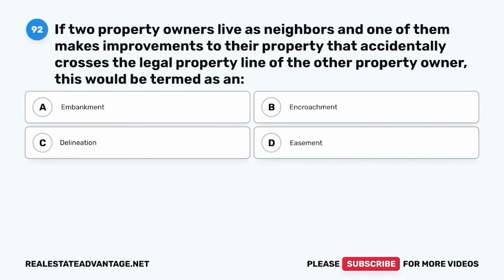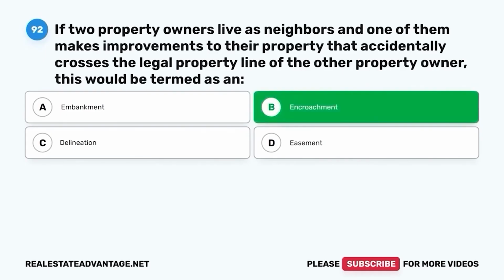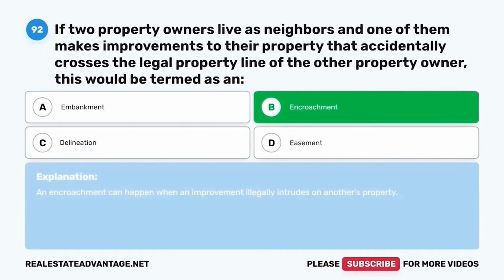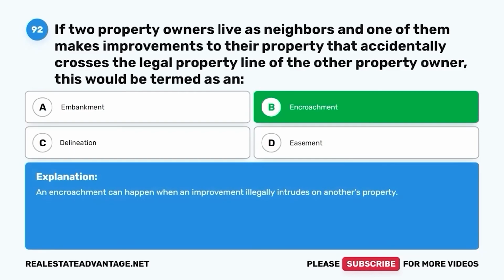Question 92. If two property owners live as neighbors and one of them makes improvements to their property that accidentally crosses the legal property line of the other property owner, this would be termed as an: A. Embankment, B. Encroachment, C. Delineation, D. Easement. The correct answer is B. Encroachment. An encroachment can happen when an improvement illegally intrudes on another's property.